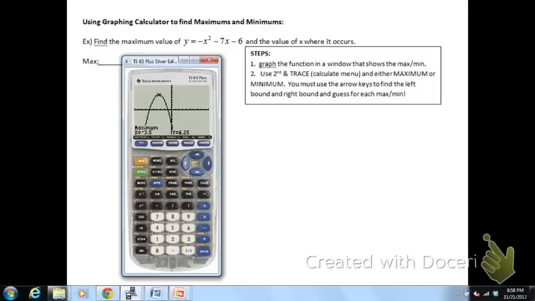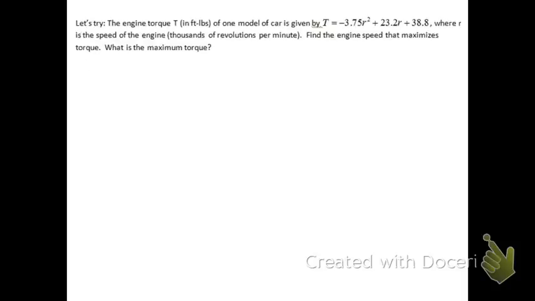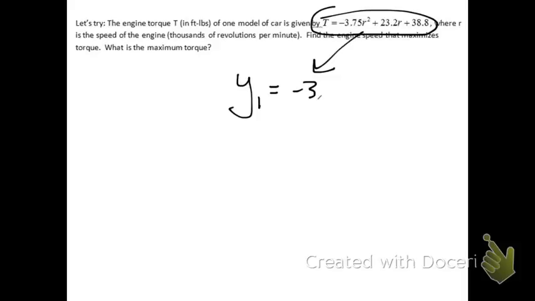Let's do one more example. In this one, we have the engine torque T in foot-pounds of one model of cars given by this quadratic function, where R is the speed of the engine in thousands of revolutions per minute, or RPMs. Find the engine speed that maximizes torque. And what is the maximum torque? So we're going to use this equation, and let's plug that in for y1: negative 3.75 r squared plus 23.2 r plus 38.8.